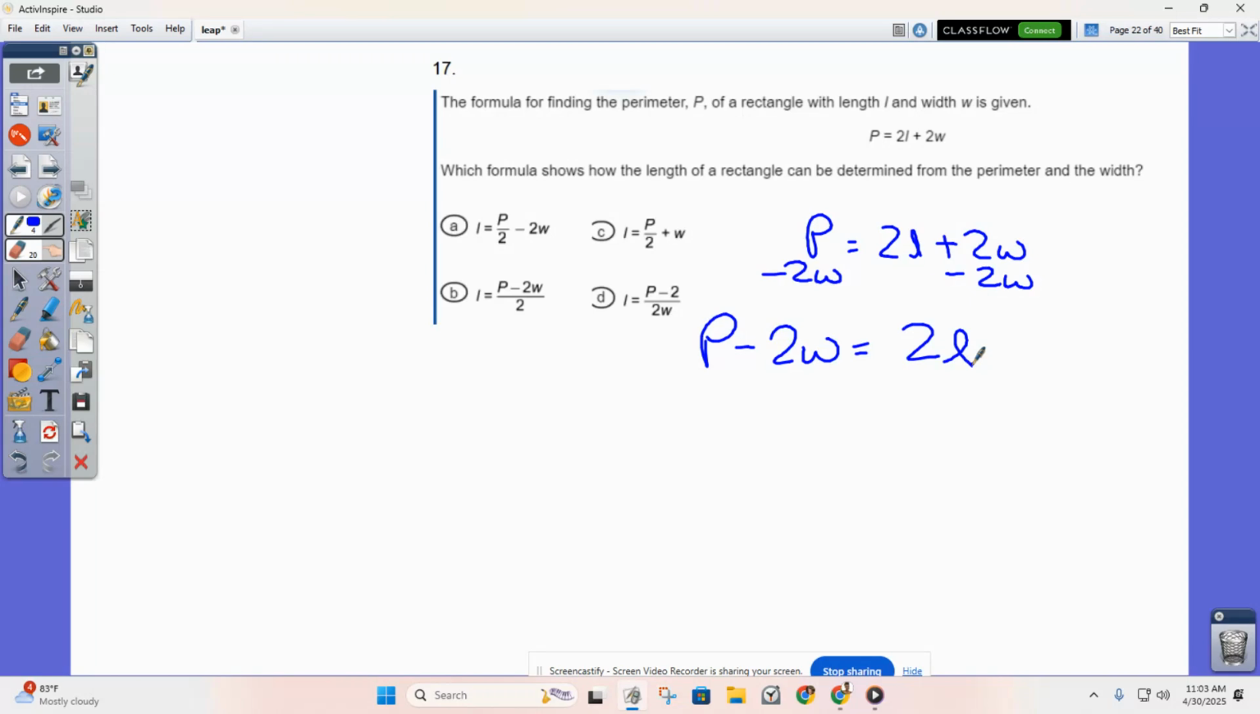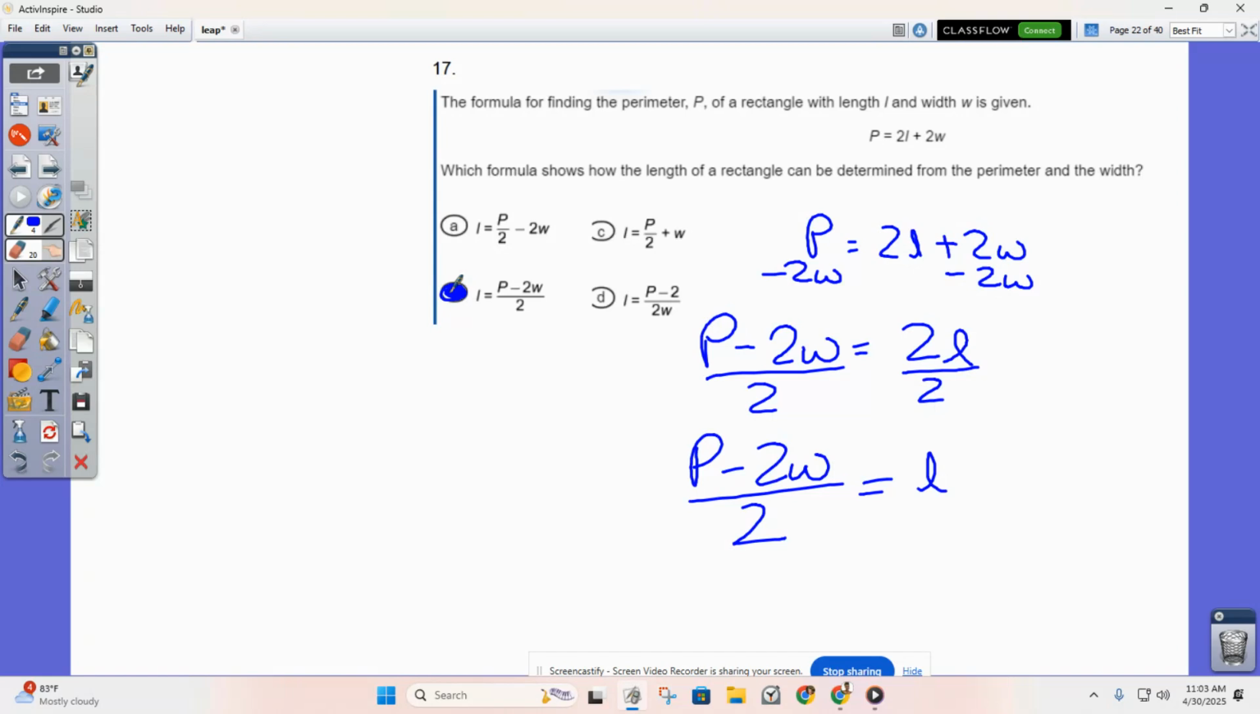I still want to get that L alone. I ask myself what's happening to L. It's being multiplied by 2. The opposite of multiplying by 2 is to divide by 2. So P minus 2W divided by 2 equals L, which is option B.